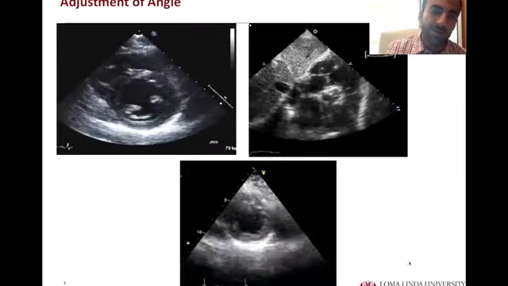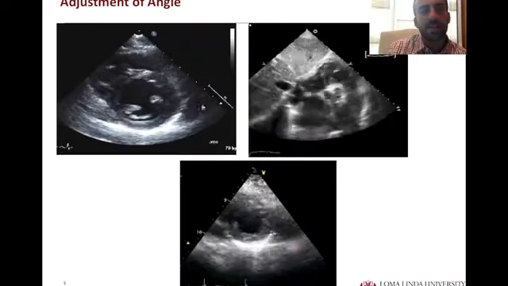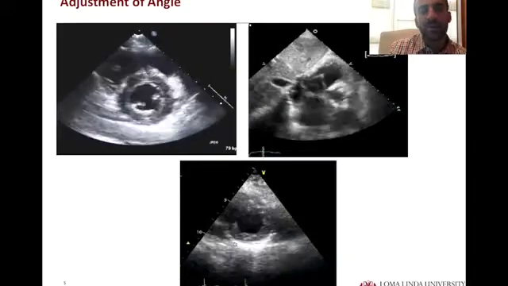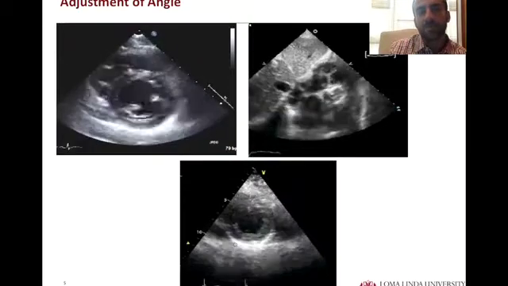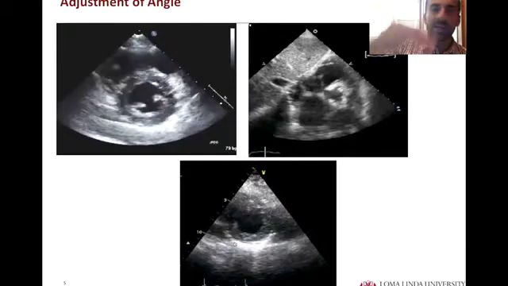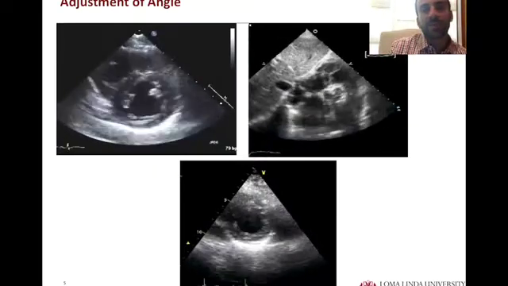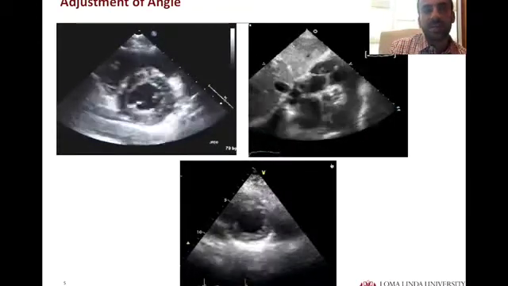Adjustment of angle, we talked about this in the parasternal views, but very important to realize that, again, if you have a different angle, you will get very different cross-sections of the ventricle. For example, in the parasternal views, or any of the cardiac views, understanding how the manipulation of the angle is going to grossly change the ultrasound plane that you're intersecting across the heart, and having an appreciation for that is key.